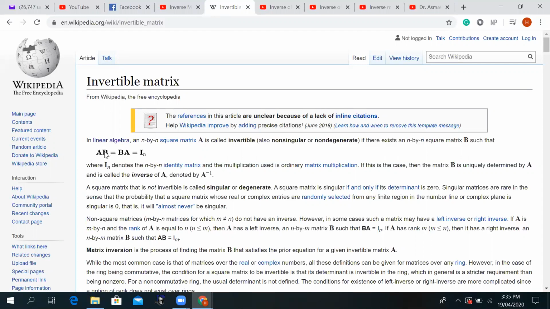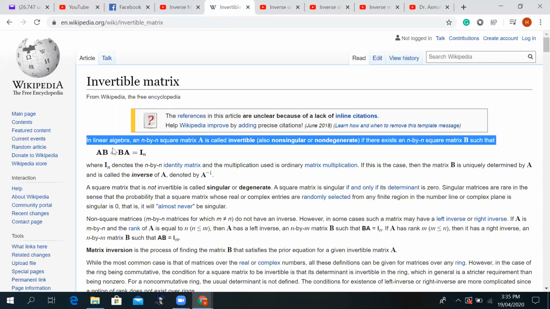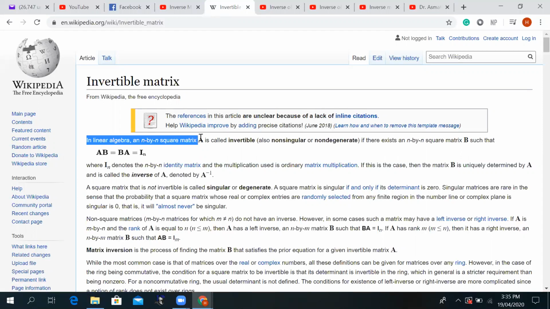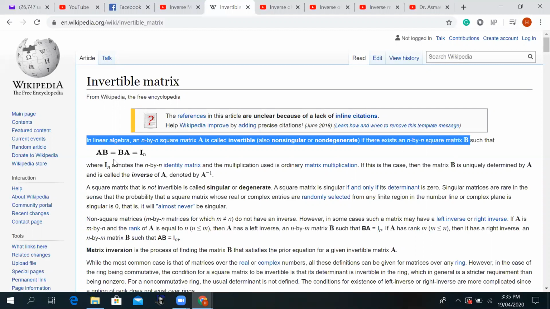So here is the definition. If you have an n by n square matrix, so let me highlight it so you can see what I'm talking about. Then that matrix is called invertible, or we can have some other names like non-singular or non-degenerate, if there exists another n by n square matrix such that if you multiply these two matrices in whatever order you like, you can do A into B or B into A, and you end up with an identity matrix of the same order as that of A and B.